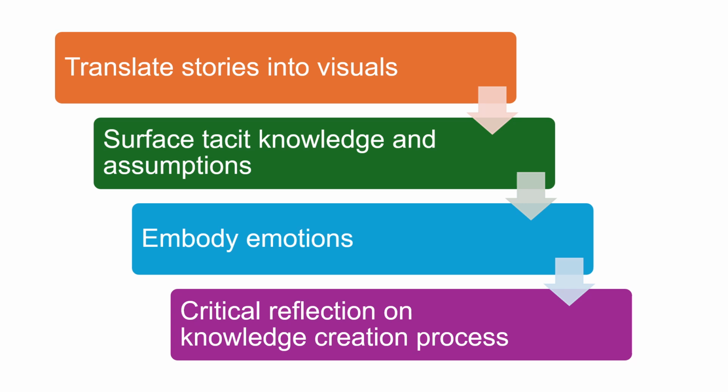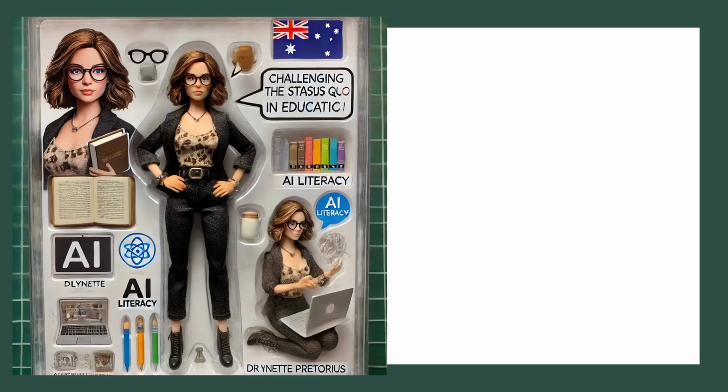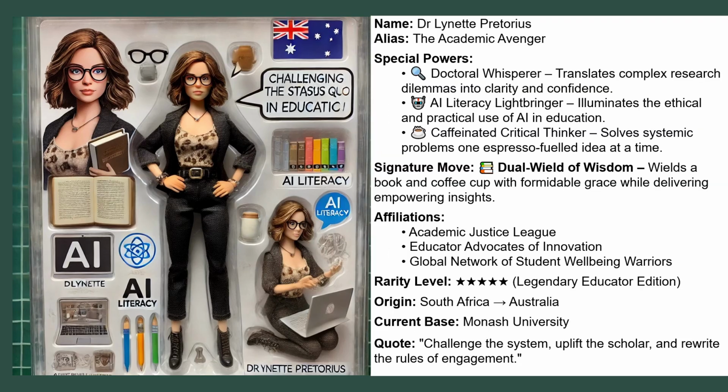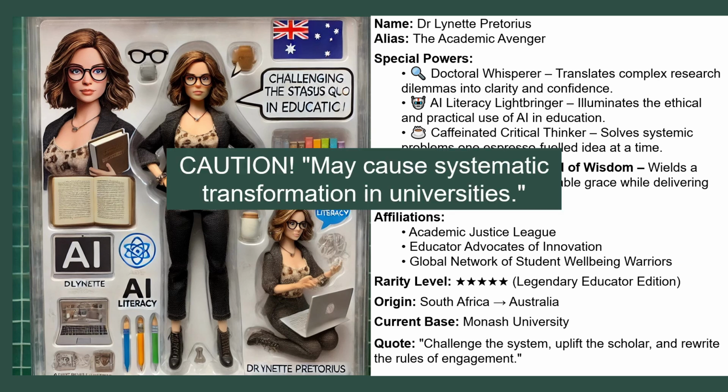So, what did I do? In 2025, I engaged with a popular social media trend, creating an action figure of myself using ChatGPT. It began playfully, but I quickly saw its pedagogical potential. The result? A Gen AI assisted version of Dr. Lynette Pretorius with packaging that described my scholarly values and interests. It even included a warning label: caution may cause systematic transformation in universities.